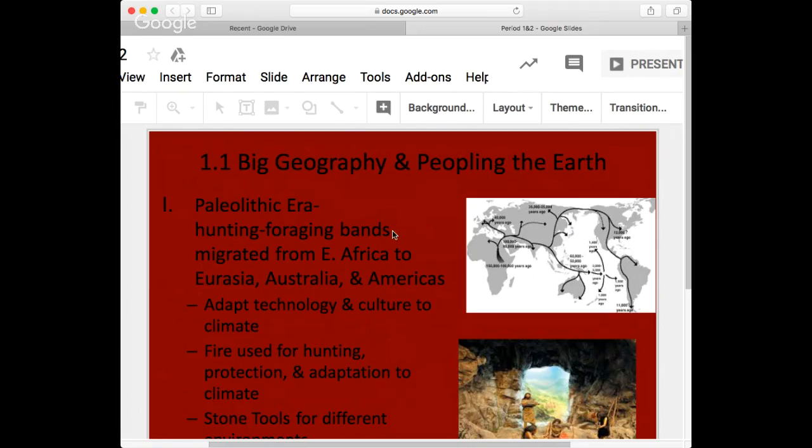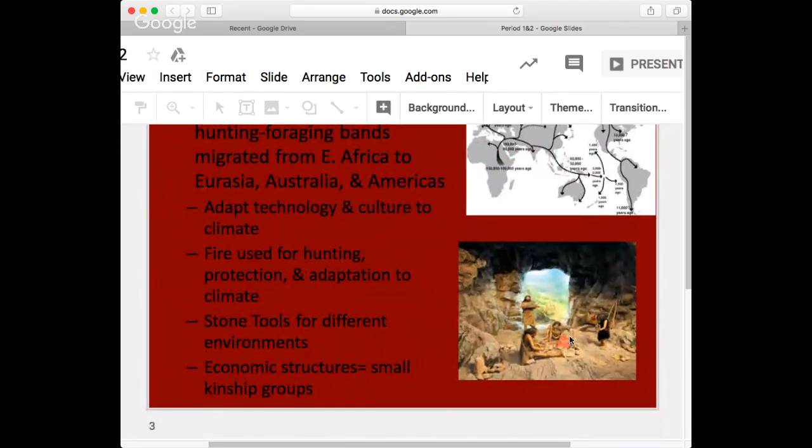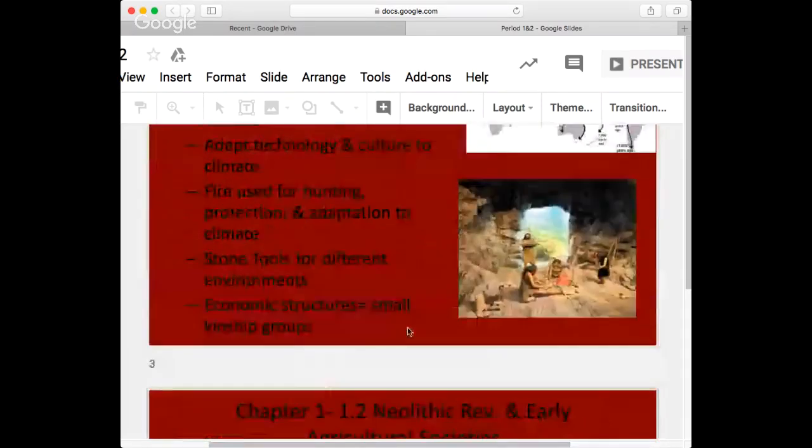They adapted to the different environments that they were in, so they made new technology based on where they were, different clothing, etc., based on the temperature and climate. They also used fire, which we've talked about a lot. You can see in this little picture of some cave dwellers, they have a fire for hunting, for protection, for cooking, etc. They had stone tools, and they lived in small groups, maybe just a small family like this, and traveled together. They had a pretty diverse diet because they were killing different animals, eating different nuts and berries, etc. Okay, and that pretty much covers 1.1.